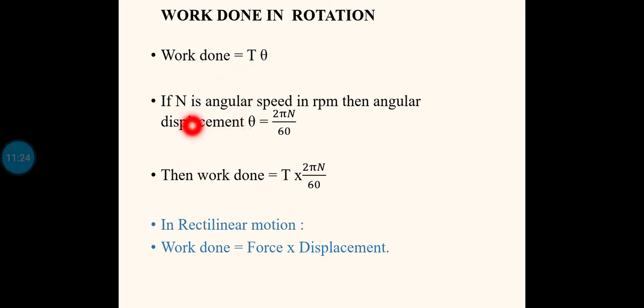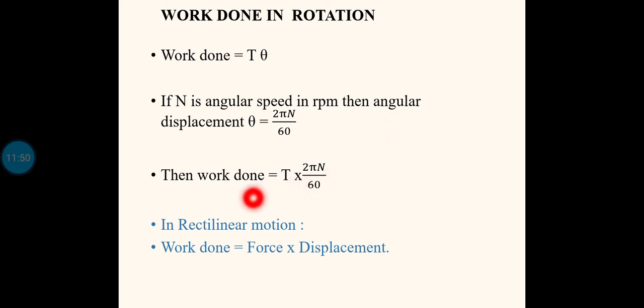Now, from the fundamentals, if n is the angular speed in RPM, then angular displacement theta is equal to 2 pi n by 60. See, during one revolution, total theta is 2 pi. So, n by 60 is the number of revolutions per second. So, 2 pi into n by 60 will be the total angular displacement per second. So, angular displacement is theta equal to 2 pi n by 60 if n is the angular speed in RPM.